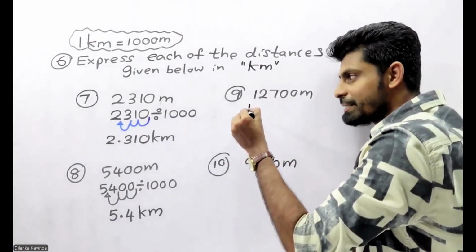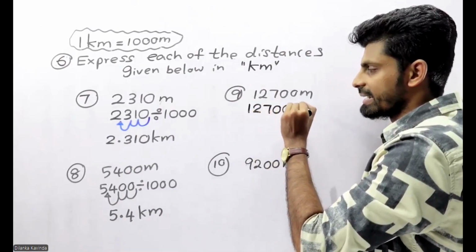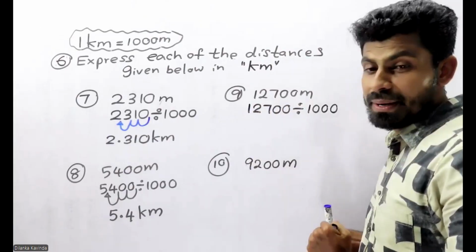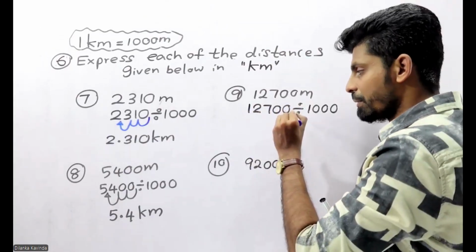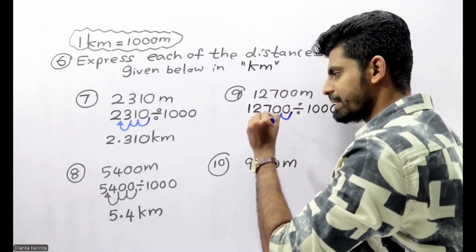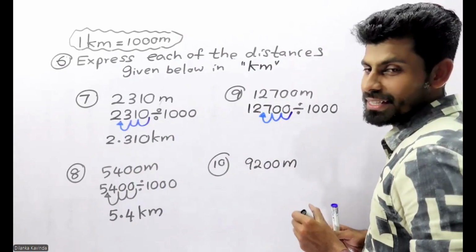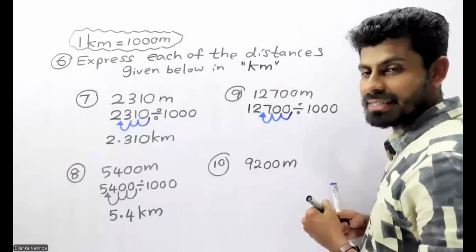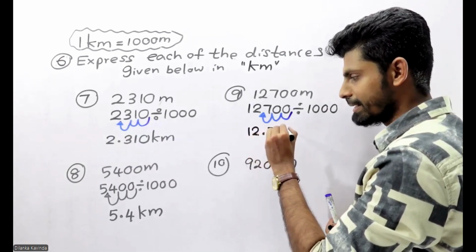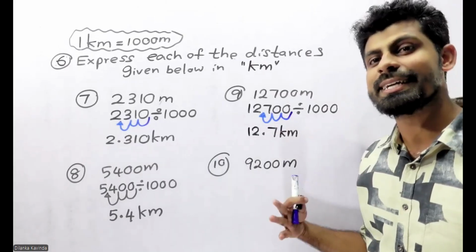Question number 9. 12,700 divided by 1,000. Divide by 1,000 means 1, 2, 3 decimal places to the left. This is the decimal point. So what is the answer? 12.7 kilometers.